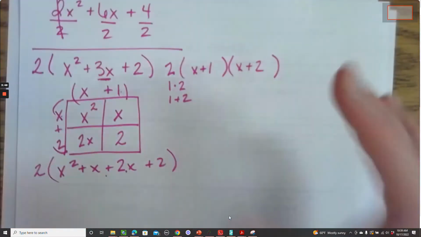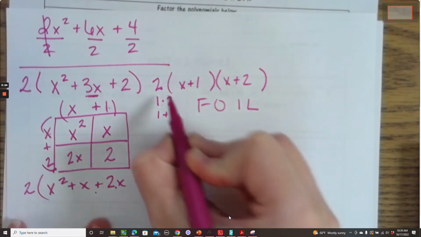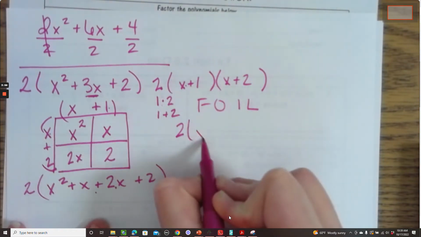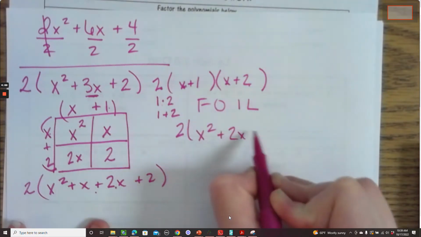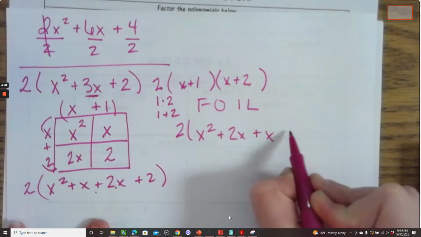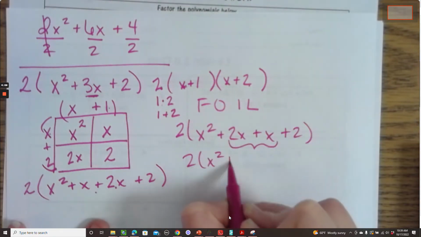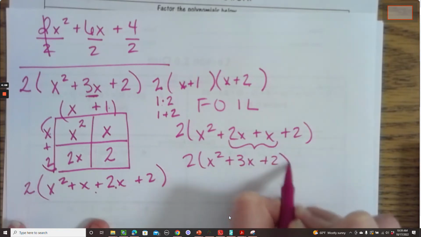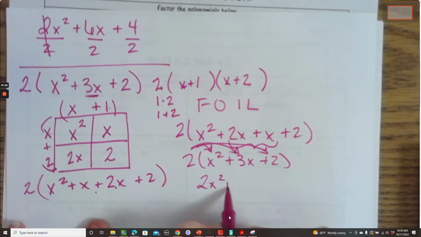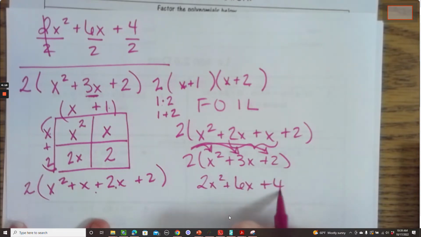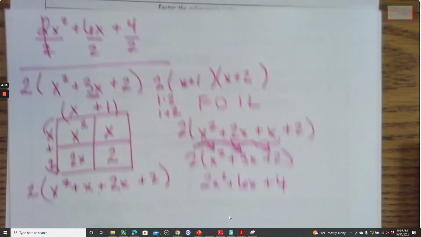Yeah, so what you would do to work backwards, you would FOIL this, and you have the 2 on the outside. So x times x is x squared. X times 2 is 2x. 1 times x is x. 1 times 2 is 2. Combine like terms. X squared plus 3x plus 2. And then you would distribute it. Okay, yeah. 2x squared plus 6x plus 4. And you should be able to work all the way back up to the original.